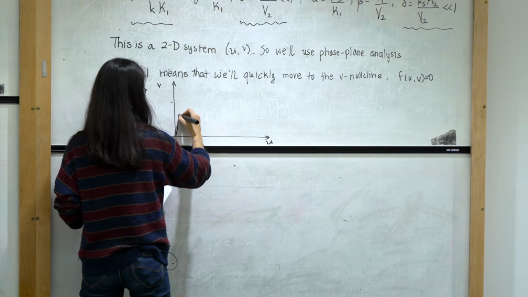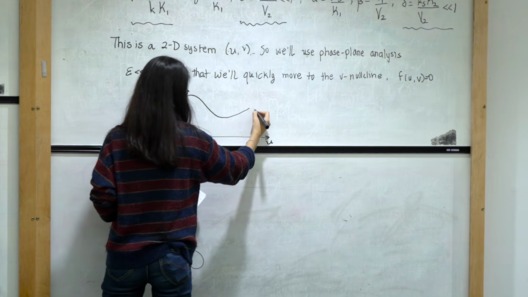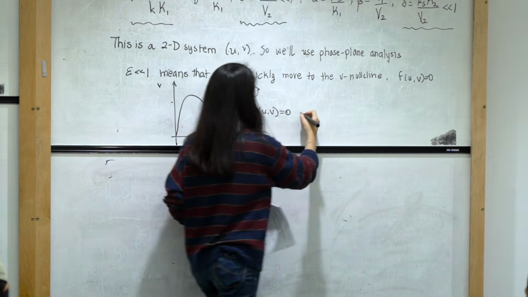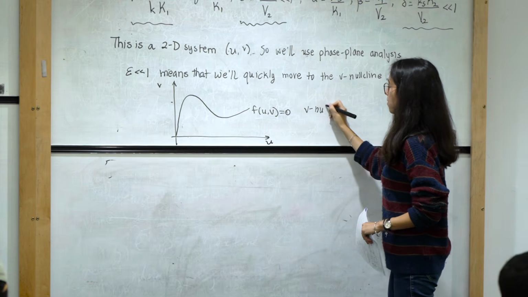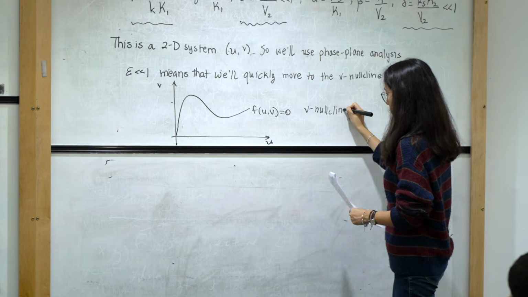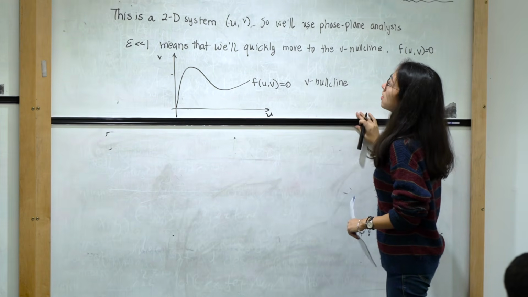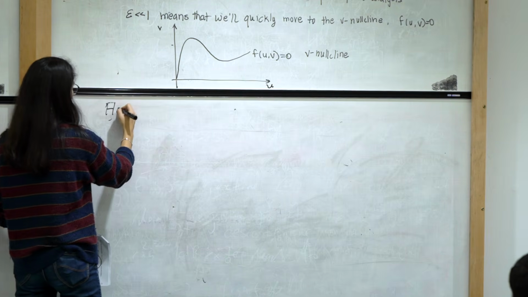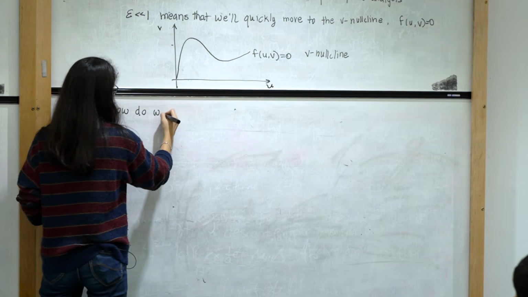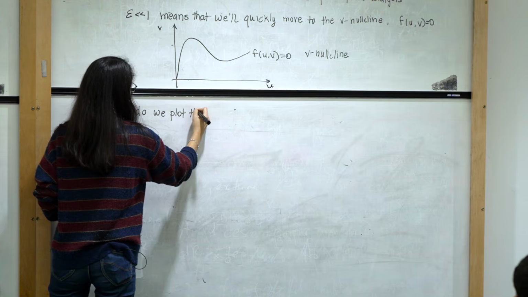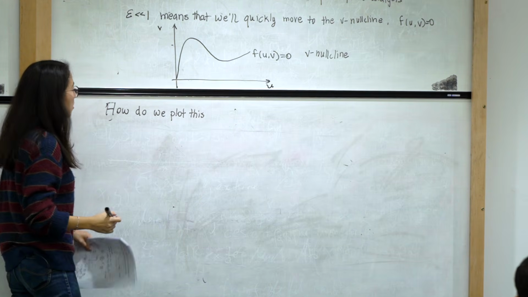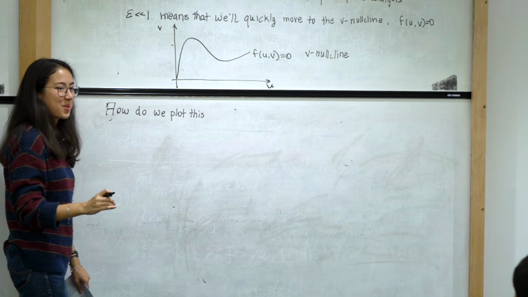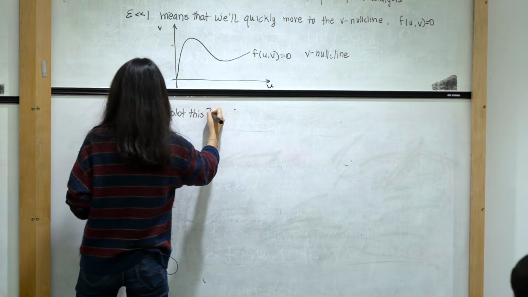And it will look something like this. This is f of u comma v is equal to 0, which is the v nullcline. Okay, so the question is, how do we plot this? I believe that this will also appear in your problem sheet. So basically, I will walk you through it up to a point, and then I will stop, okay? So how do we plot this?